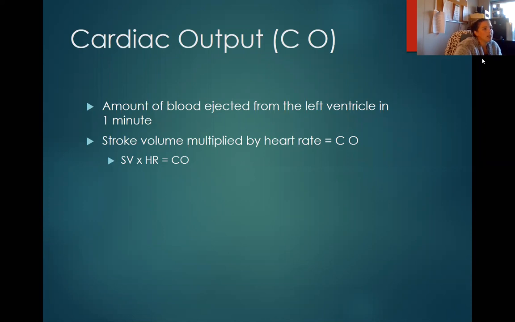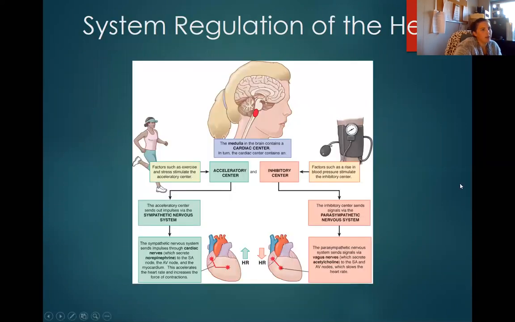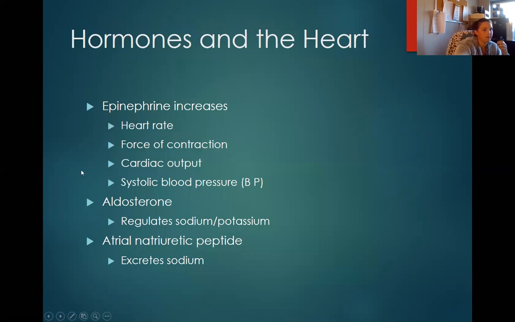So what makes us speed up and slow down our heart rate to make our ejection fraction stay what it needs to be and our cardiac output stay what it needs to be to meet the demands of our body? That is going to be our sympathetic and parasympathetic nervous system, and that's controlled by the medulla in the brain.